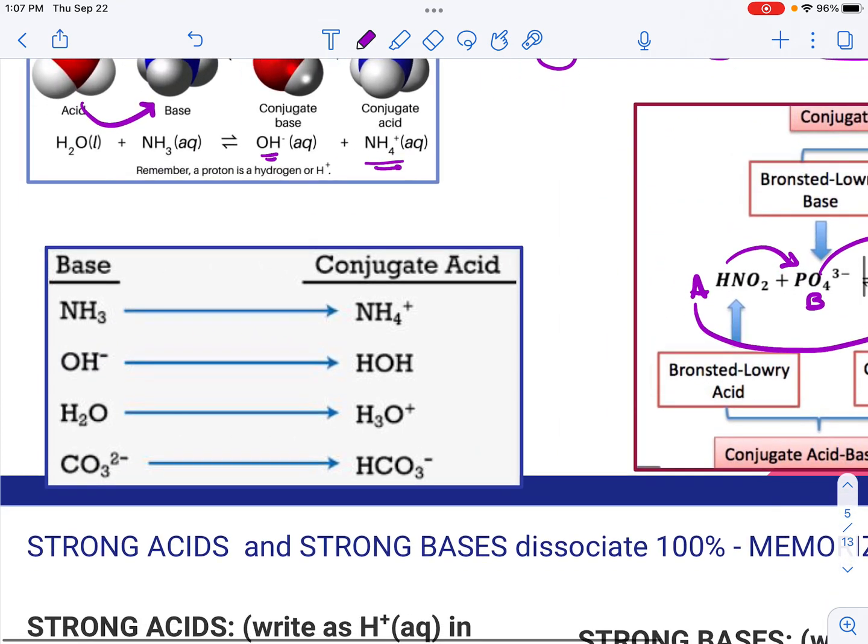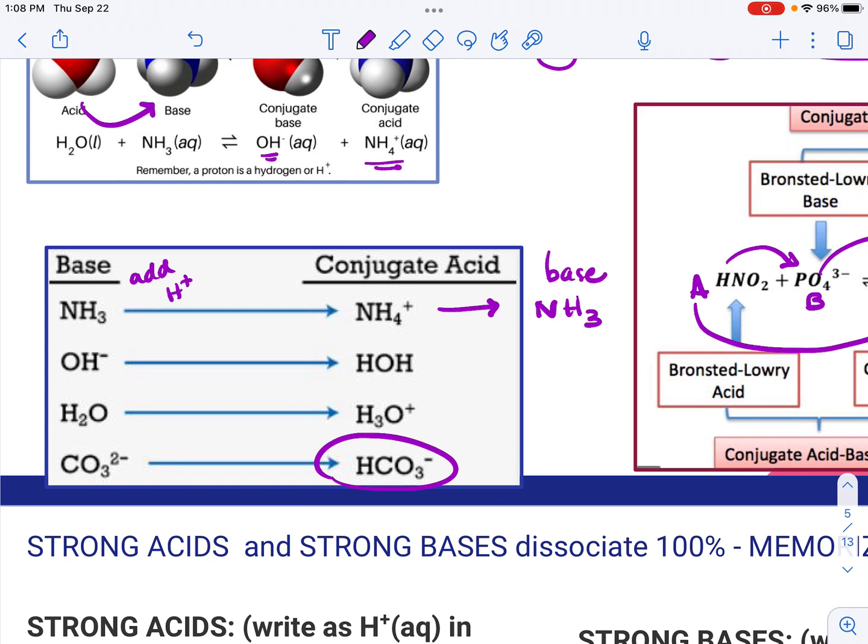All right. Notice this is just an illustration. If this is a base, to make it its conjugate acid, you would add an H plus ion, and that's going to give you the conjugate acid. If we wanted to go back to the conjugate base, if this was your acid and we wanted to go back to the base again, we would remove a hydrogen ion, and so it would become NH3 again. So you can see a few examples of this.